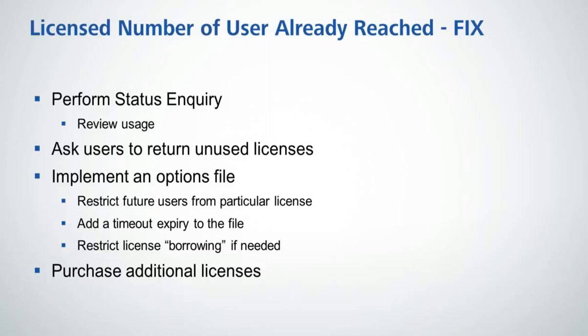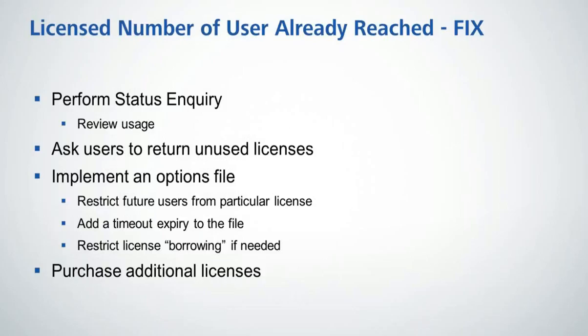In this case, you can also implement an options file, and you can use an options file to restrict future users from pulling a license. If you know you have to have licenses for a specific group all the time, you can isolate people outside of the group so they do not pull those licenses at all. Granted, that lets other users not access particular functions at certain times. For some people, that's what they need. So you can restrict users in an options file.